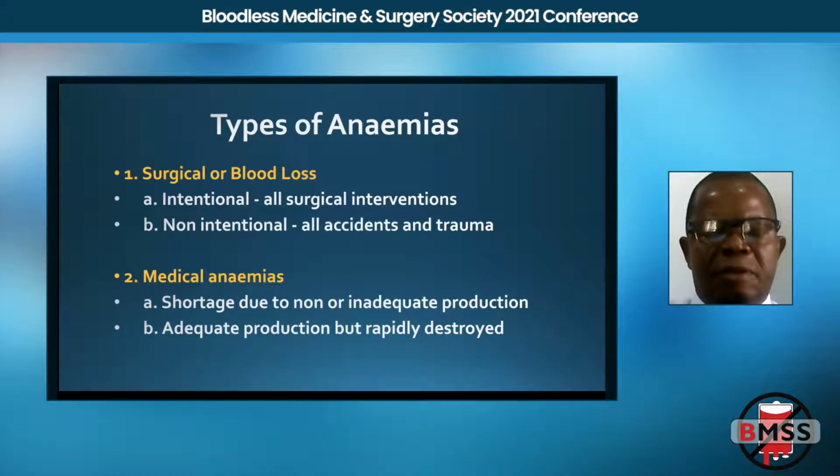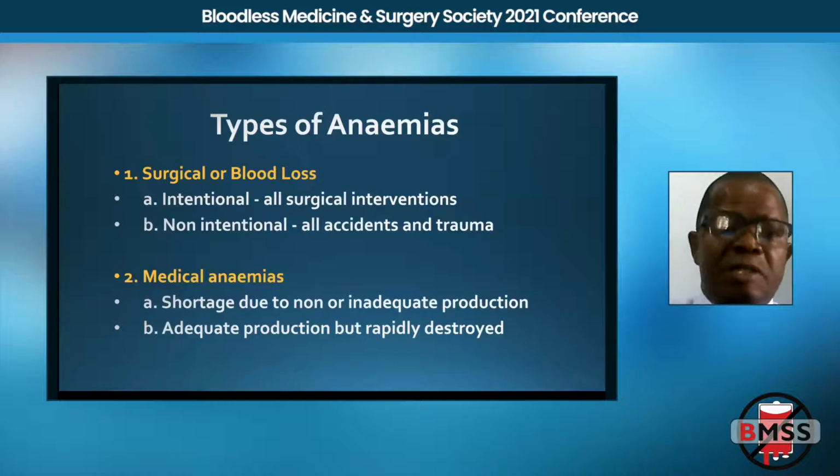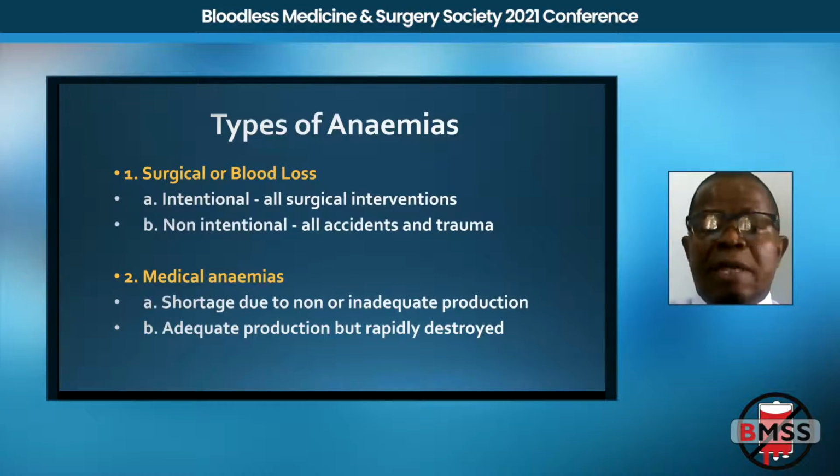So when we want to talk about anemia, we can broadly group them into surgical anemias, or blood loss, which would be intentional, like in all surgical interventions, or non-intentional, like in accidents and trauma. What do we do? In most of the advances made in patient blood management, a lot has been done and achieved in this area of management of patients without response to blood transfusion.